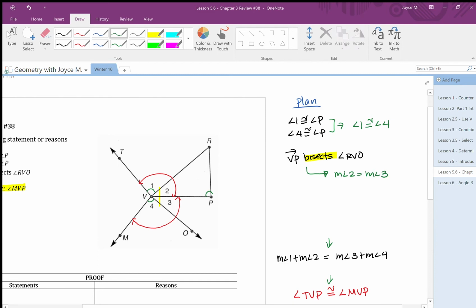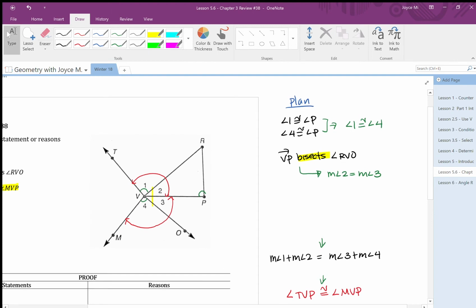Okay, looks like we're almost there. So let's look at what I want. Again, I want this right here. I want measurement angle 1 plus measurement angle 2 equal to measurement angle 3 plus measurement angle 4. Look at what I have here.